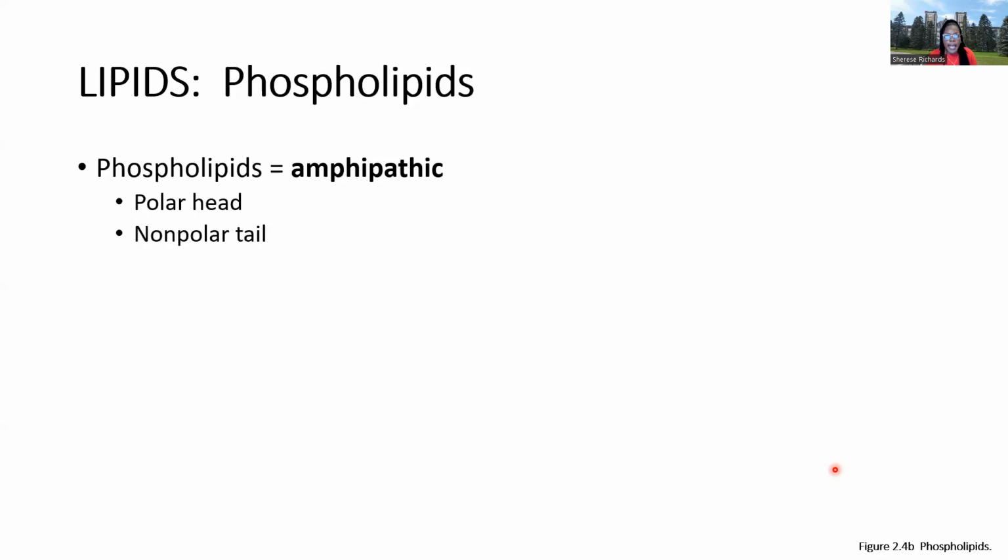All right. Moving on to phospholipids. Phospholipids are the third type of fat here. These have a very different property that is called an amphipathic property, or amphipathic nature.